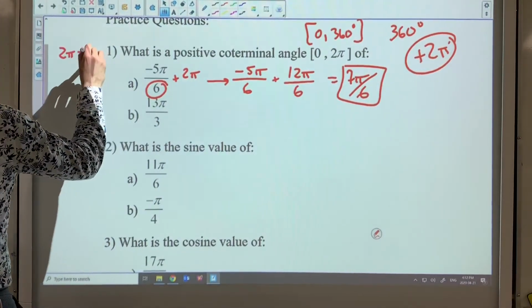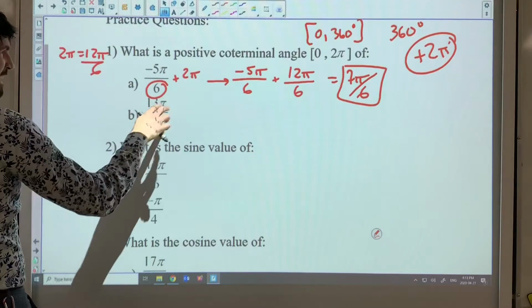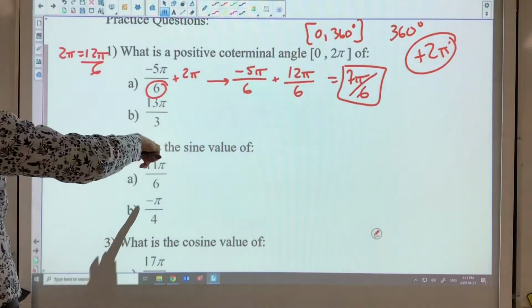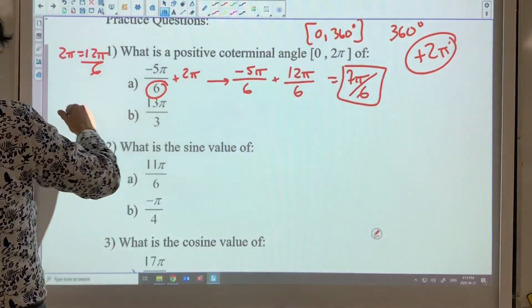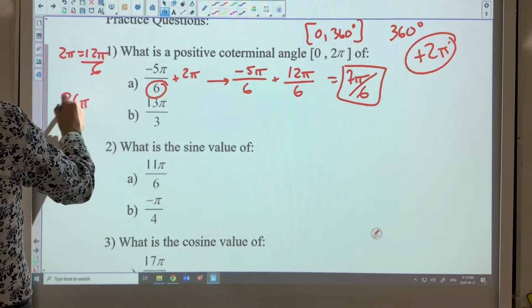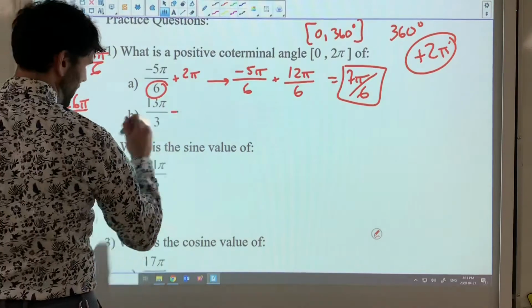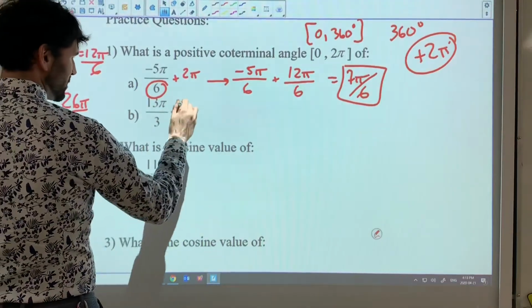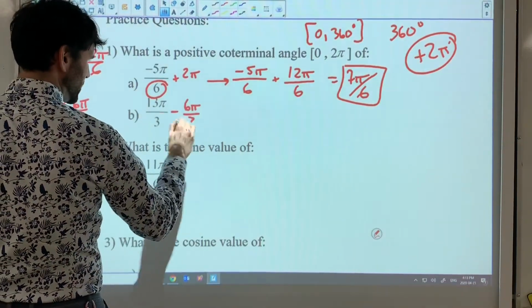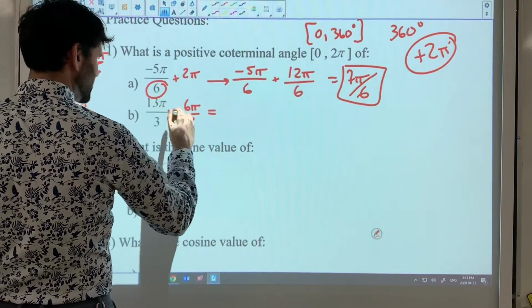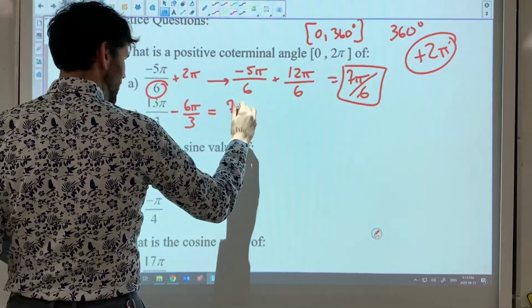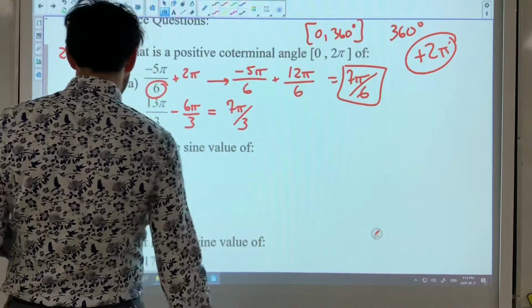Because 2 pi is 12 pi over 6, and I need to be in this interval. This is 13 pi, what was it, 13 pi? Yeah, so this is 26 pi over 6. That's way out of my interval. Okay, so I'm going to have to subtract 2 pi, get a common denominator. So 2 pi will be 6 pi over 3. Okay, do that. That's going to give me 7 pi over 3.